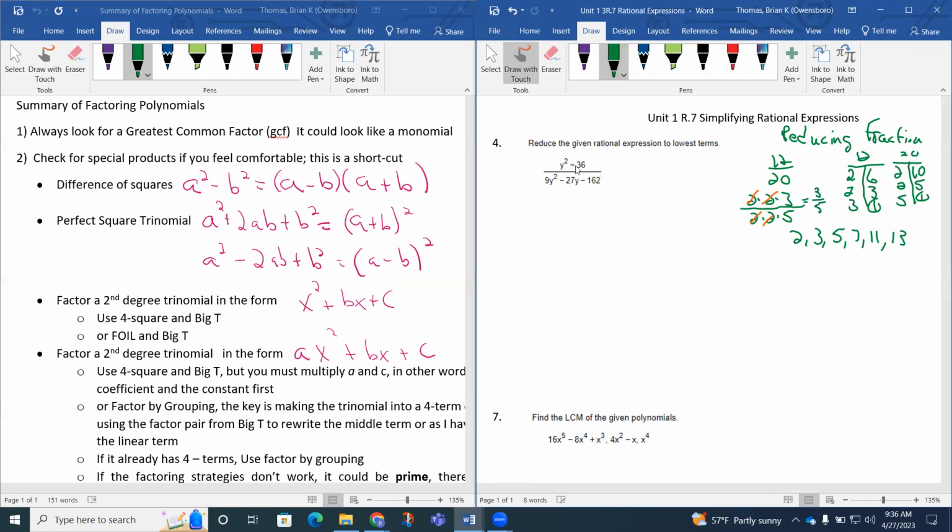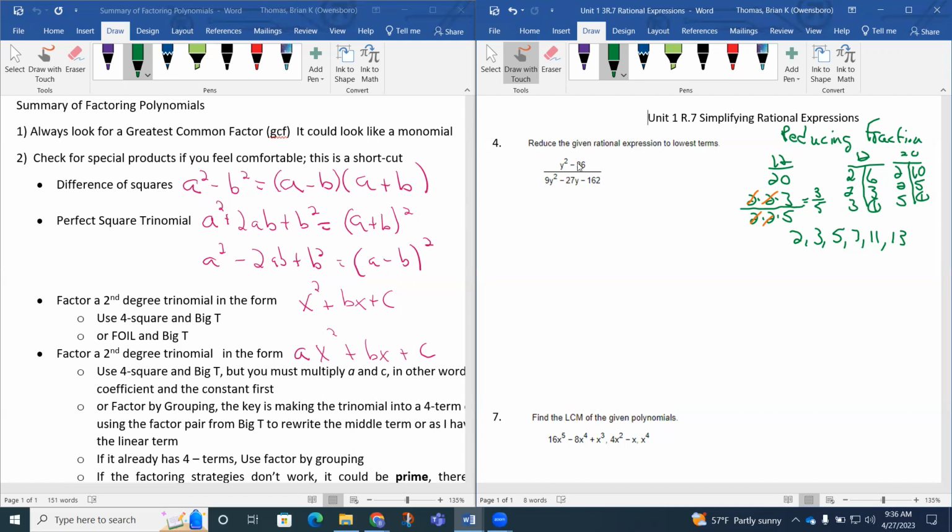So if I want to reduce this rational expression, notice how we have a binomial divided by a trinomial. We want to apply our factorizations. So if we look at this y squared minus 36, that looks like a binomial. So that looks like this difference of squares.